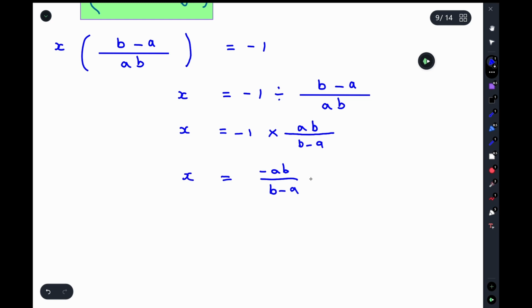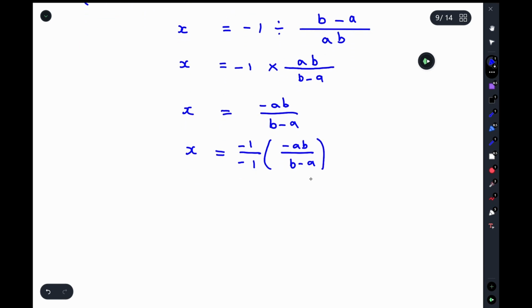Some people do not like the negative sign with the numerator. So what we can do is multiply by negative 1 divided by negative 1, which is essentially 1. And the purpose of doing this is to remove the negative sign from the numerator. So negative 1 times negative ab will give us ab. Negative 1 multiplied by b will give us minus b. Negative 1 multiplied by negative a will give us positive a. And this is our answer.